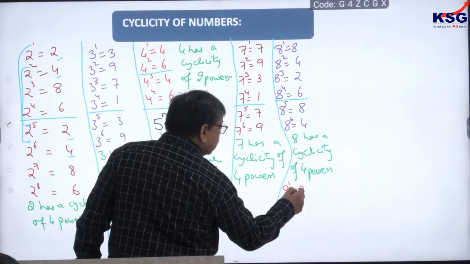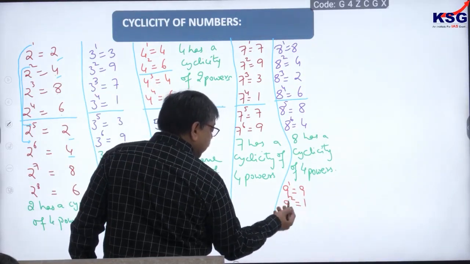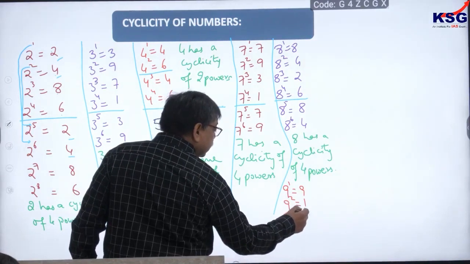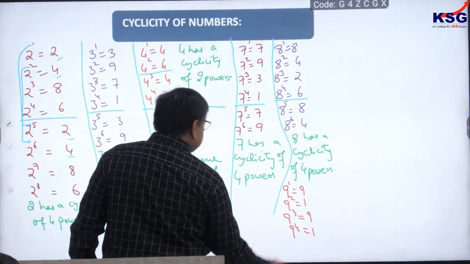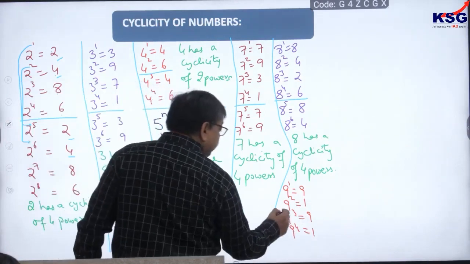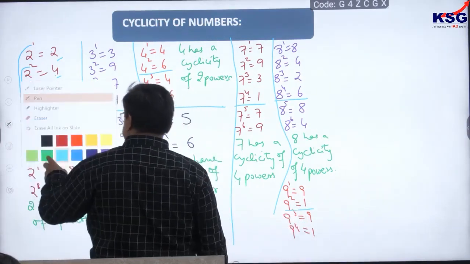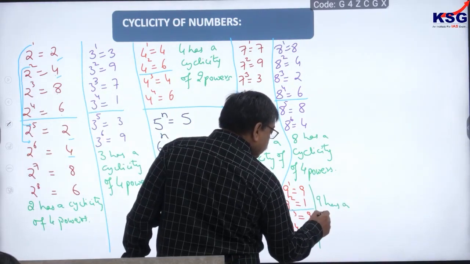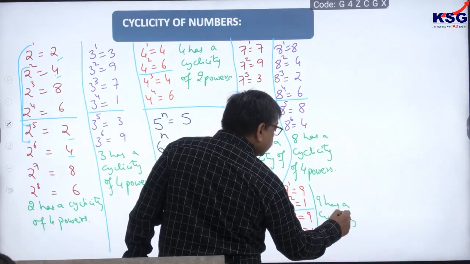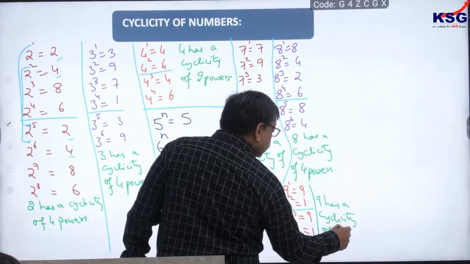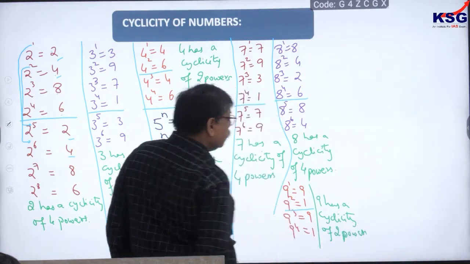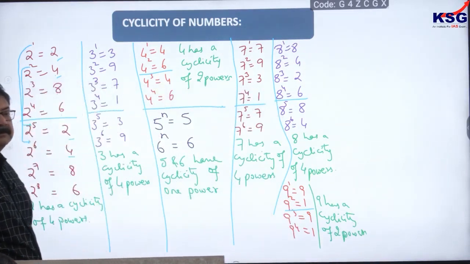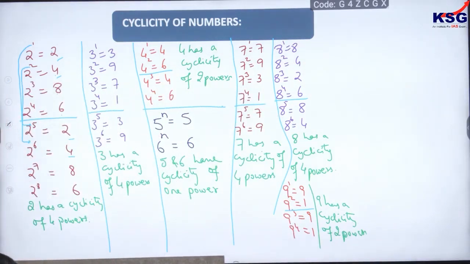9 power 1, 9 power 2 is 81, 9 power 3, 9 power 4, 1. So here 9 has a cyclicity of 2 powers. All clear? From this, there are 2 things that we observe, which you must remember for solving all the questions.